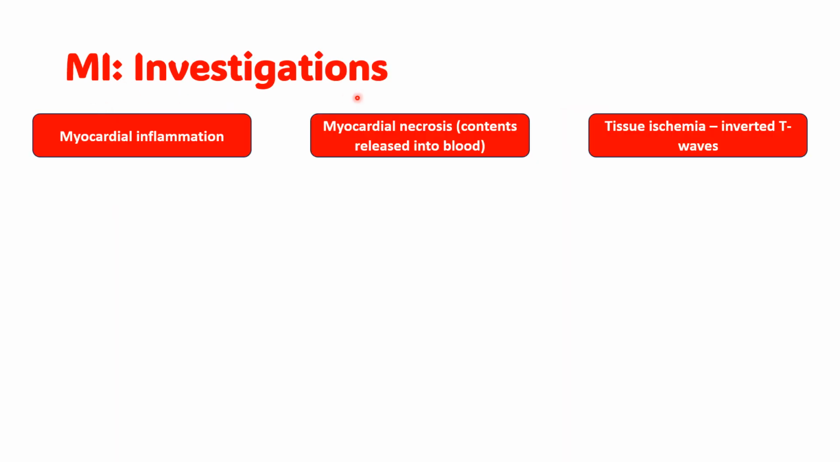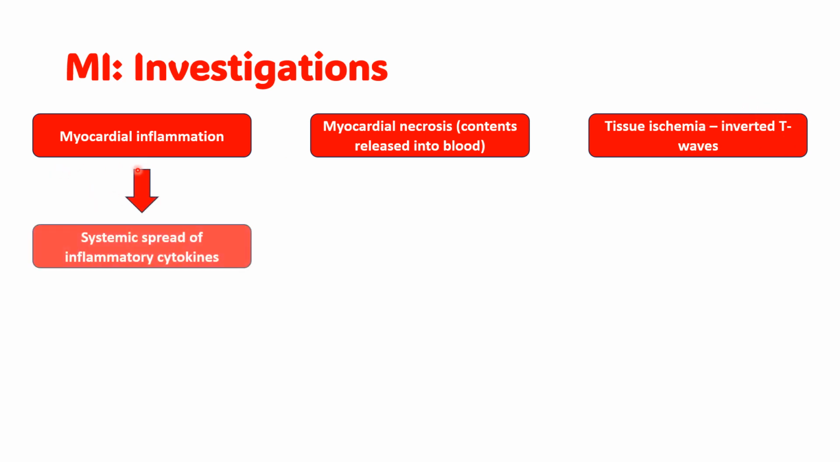So let's talk about some investigations, and the best way I like to think about the investigations is in terms of what you do based on the underlying pathophysiological process. So we have myocardial inflammation, myocardial necrosis, and tissue ischemia. And it's worth mentioning that an early sign of ischemia on the ECG can be inverted T waves.